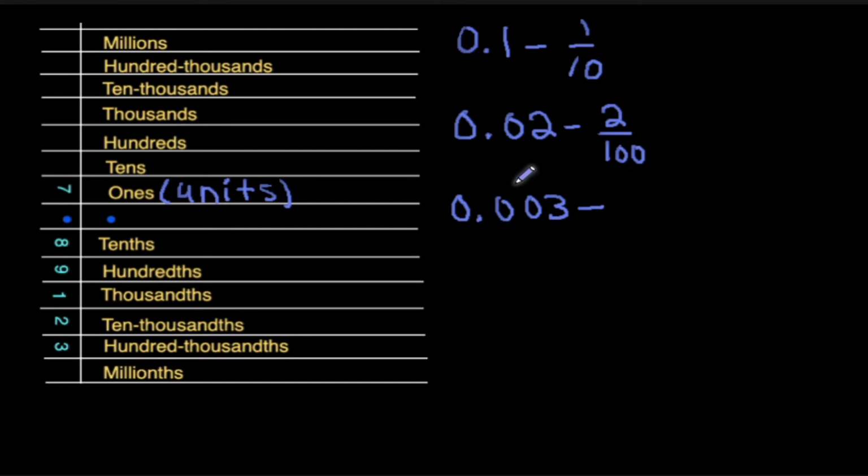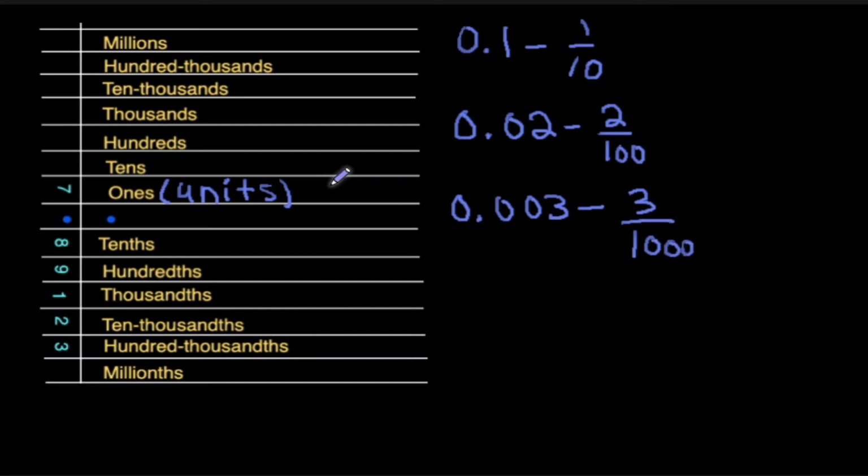So again, we have 2 placeholders, right? We have the tenths, hundredths, thousandths. So this is 3 thousandths, right? So we have tenths, hundredths, thousandths. So this is also 3 over 1,000 as a fraction.